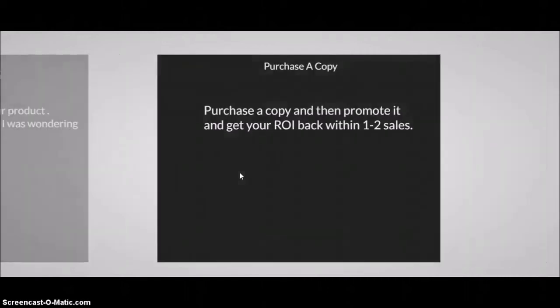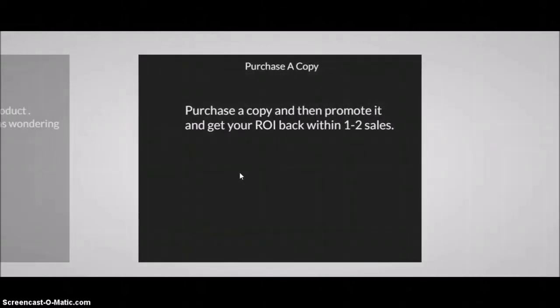Now the next way is, you're going to kind of flip out a little bit because it says purchase a copy. I know it says 2 free ways, but just hang in there. So if you don't get the review access, you can always just purchase a copy and then promote the product, doing the review and all that, putting it on your review blog and all that. And then you can simply get your ROI back. I mean, that's what a lot of affiliates do.